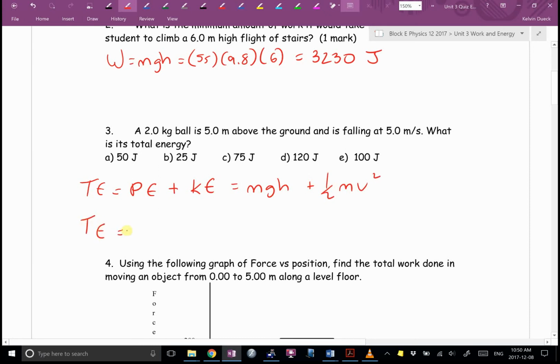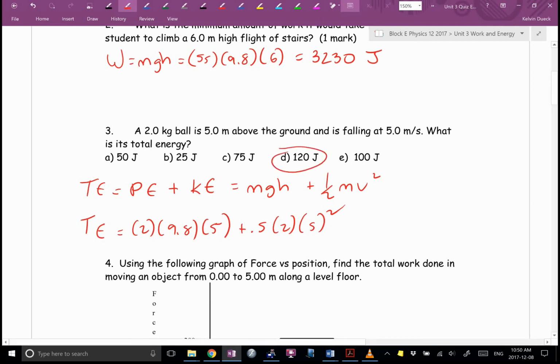The total energy is going to be m, g, h. 9.8, he already has. H is 5. You know what? I can do that in my head because it's really 10 times 9.8. That works out to 98. Plus 0.5 times 2 times 5 squared. The 0.5 and the 2 cancel. I get 5 squared. It's 98 and 25. It's 123.